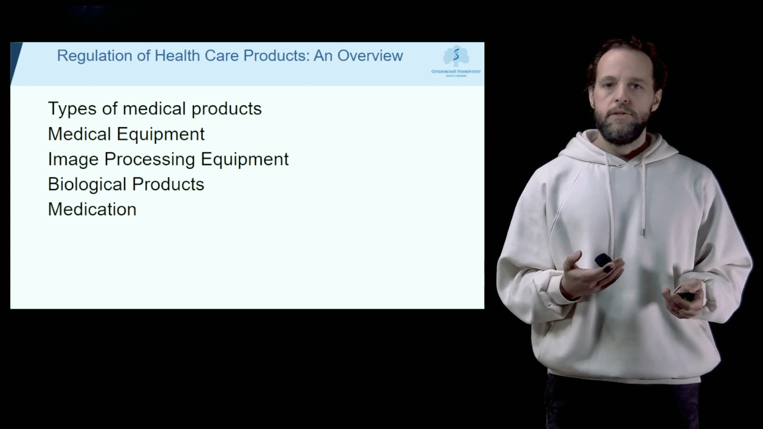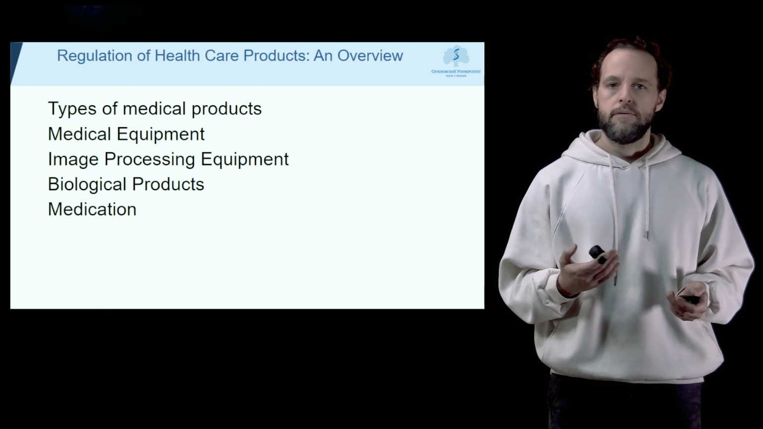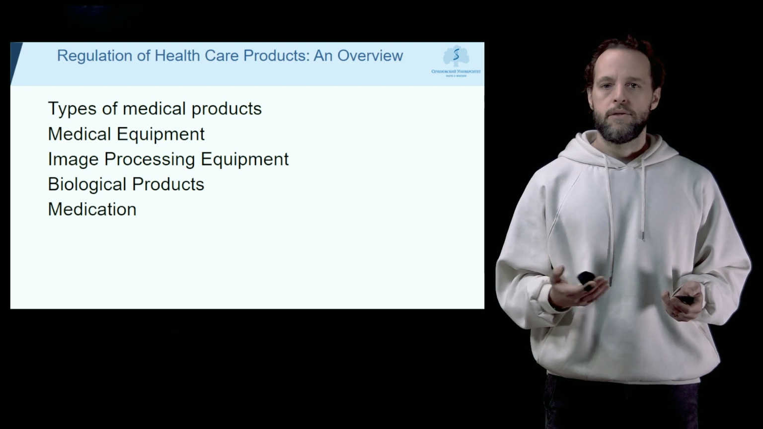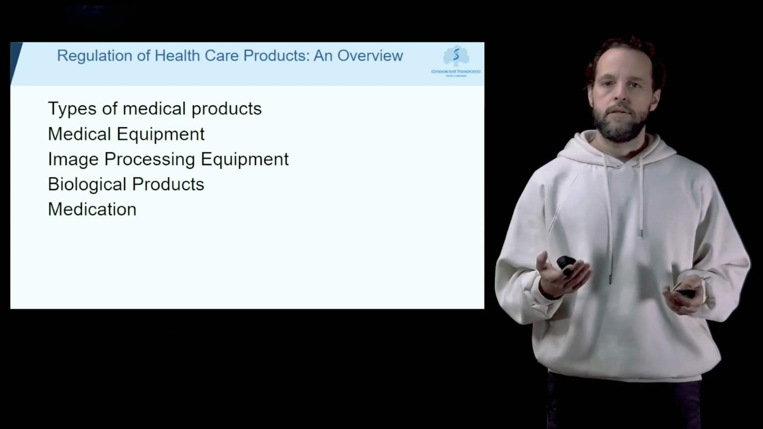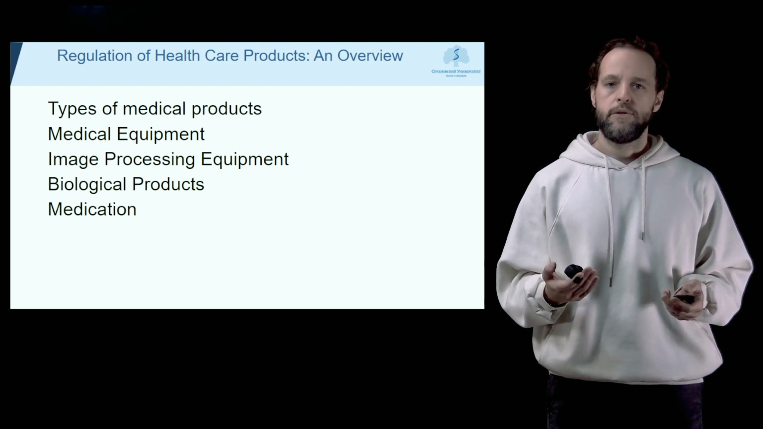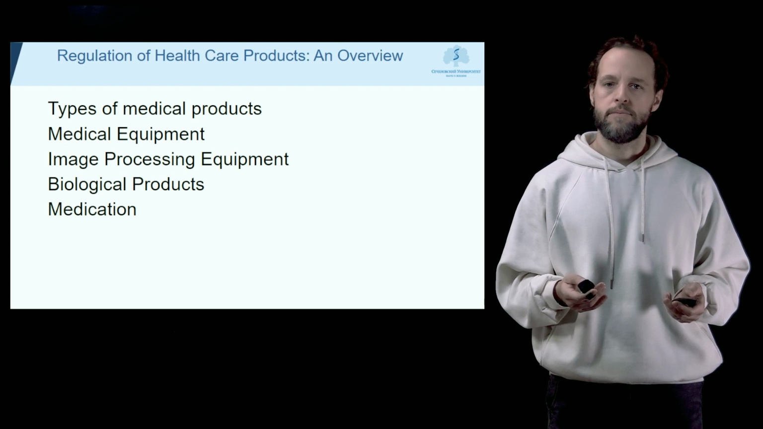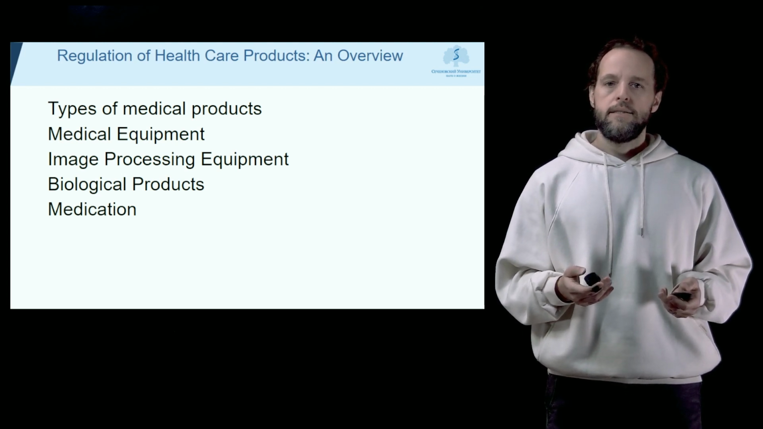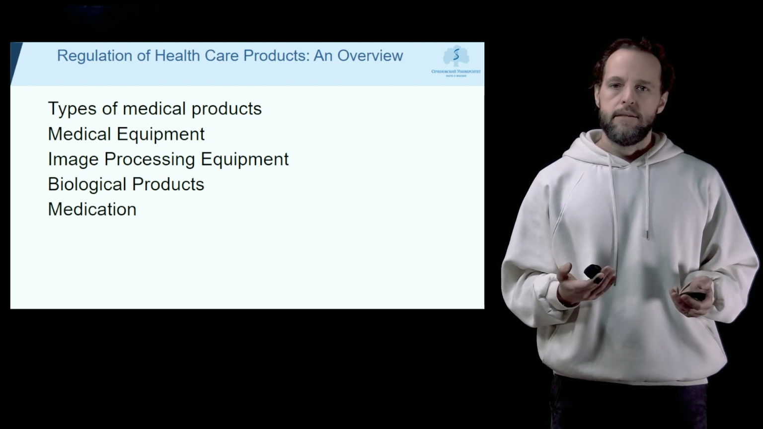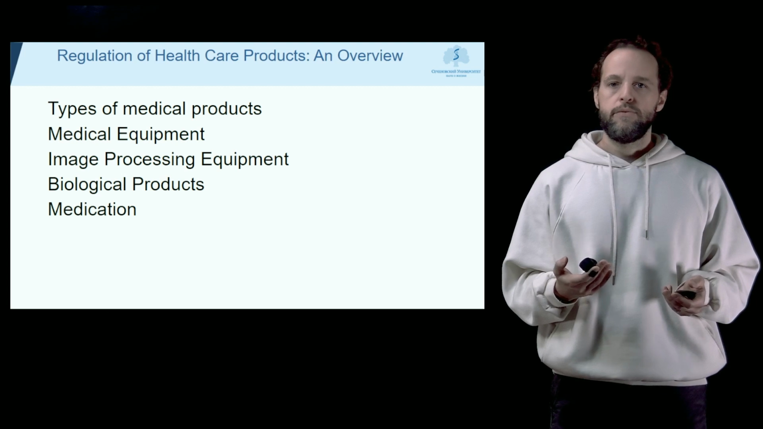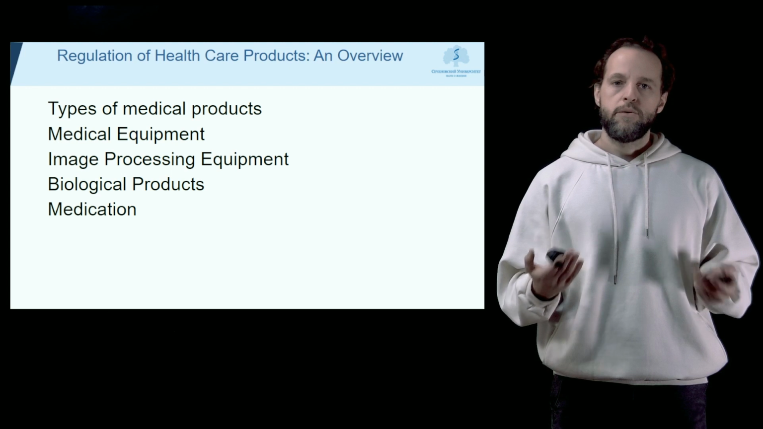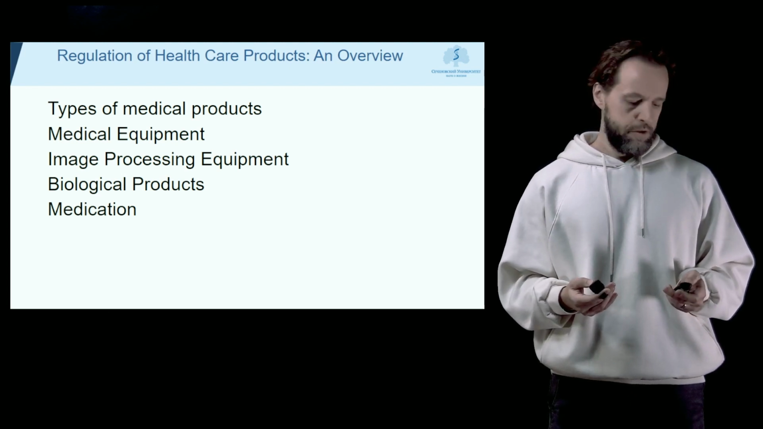Another type will be image processing equipment. These will be radiological equipment, ultrasound machines, tomographic computers, as well as specialized computer systems for data storage, so-called PACS solutions. And another type will be biological products. Of course, it will be medicines, and the use of most of these products and equipment is regulated on some level in each state.